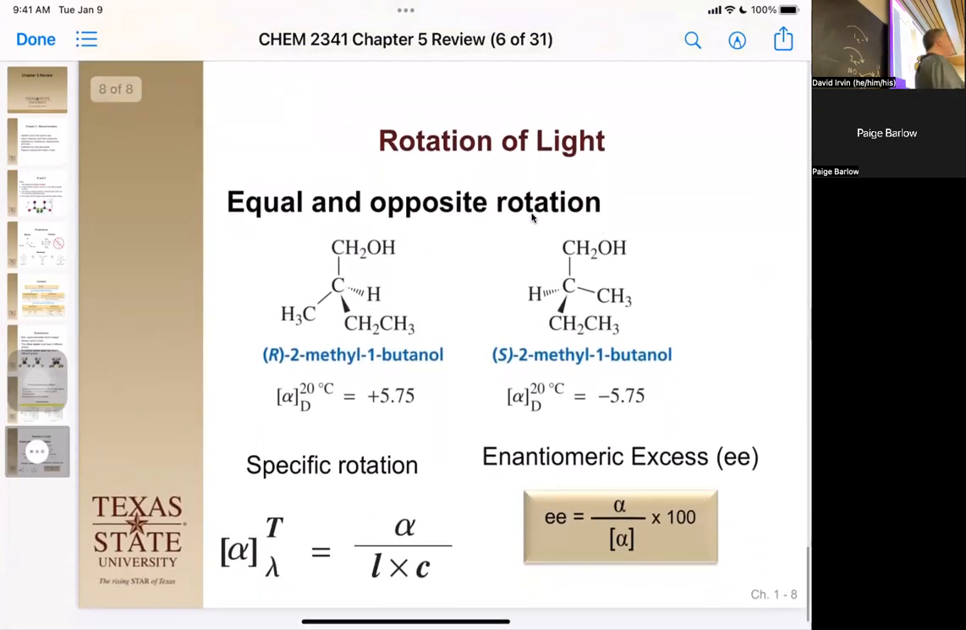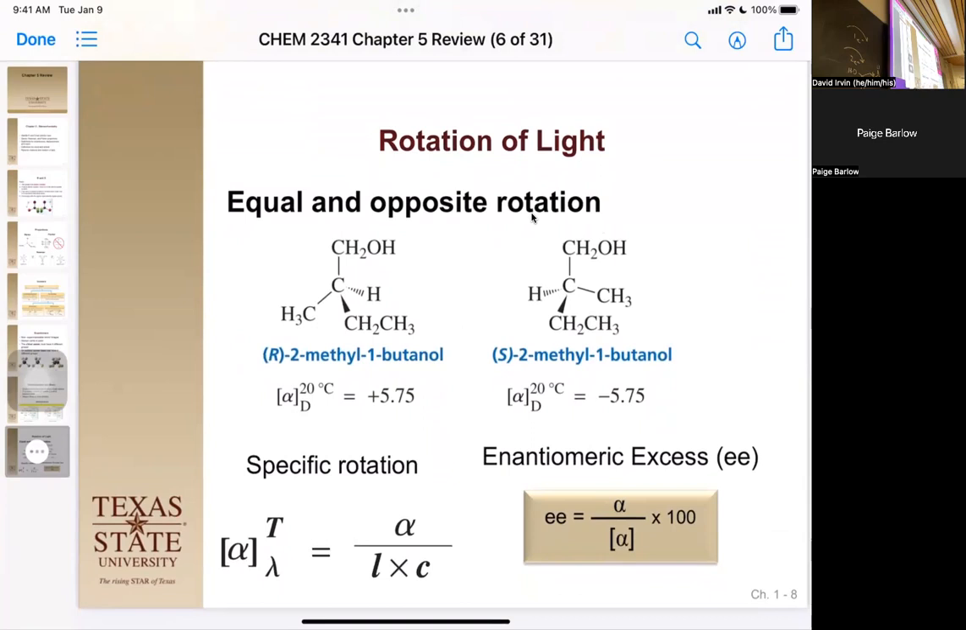So then you need to know the reason they're called optical isomers is the only way you can tell them apart is through the rotation of plane-polarized light. Okay, and if you have a pure R, it's going to rotate light one direction, and its enantiomer, if it's pure, will rotate it equal and opposite.